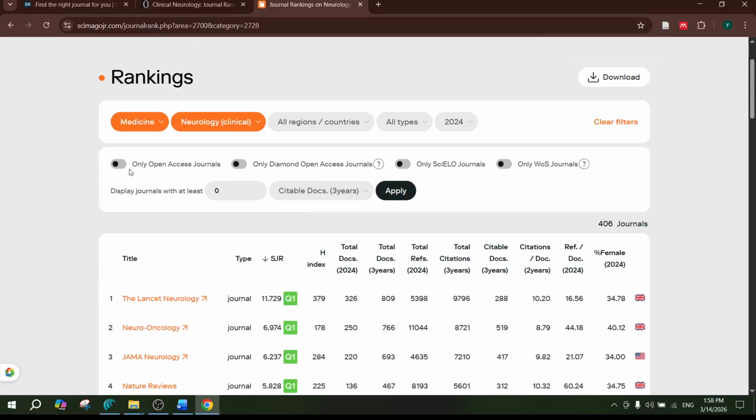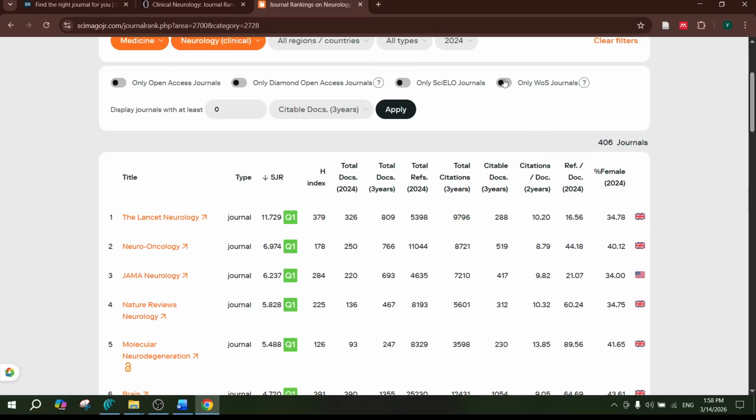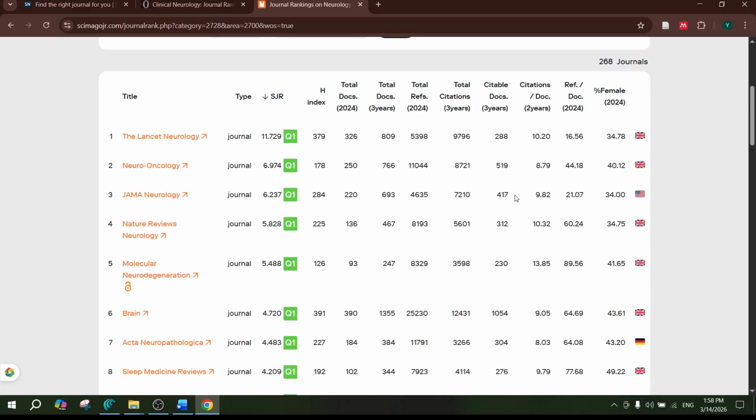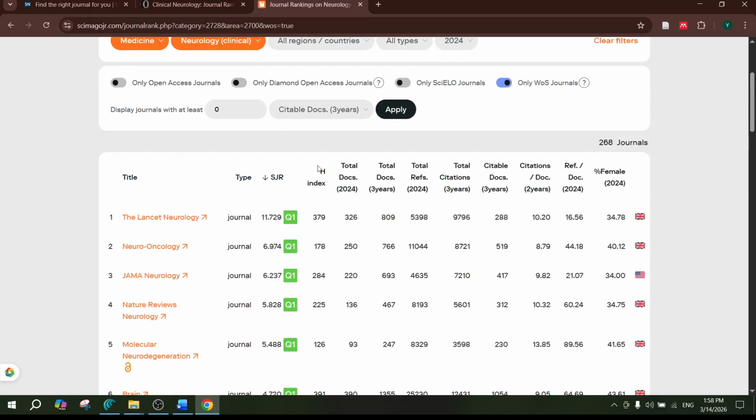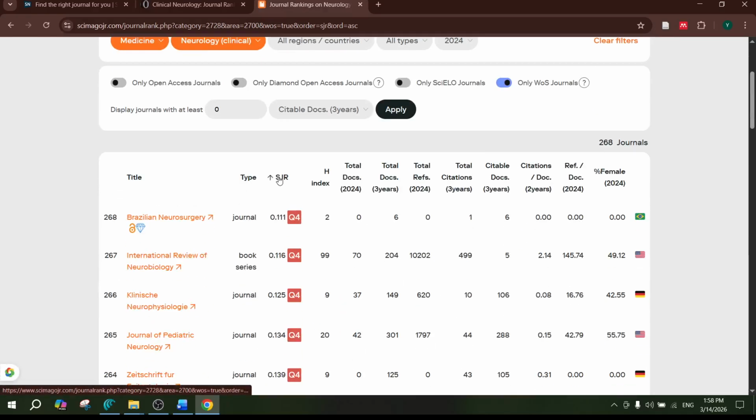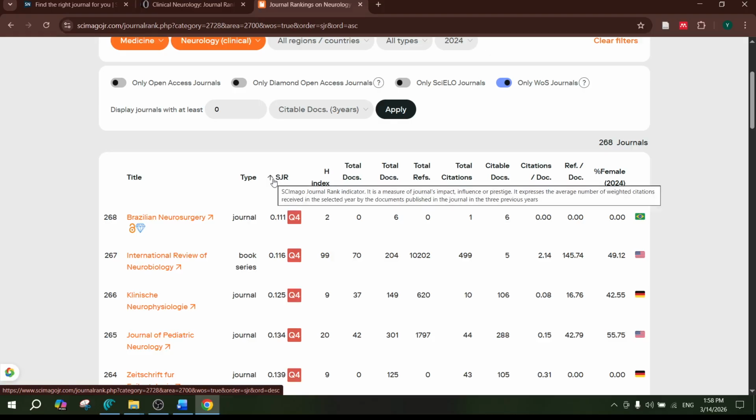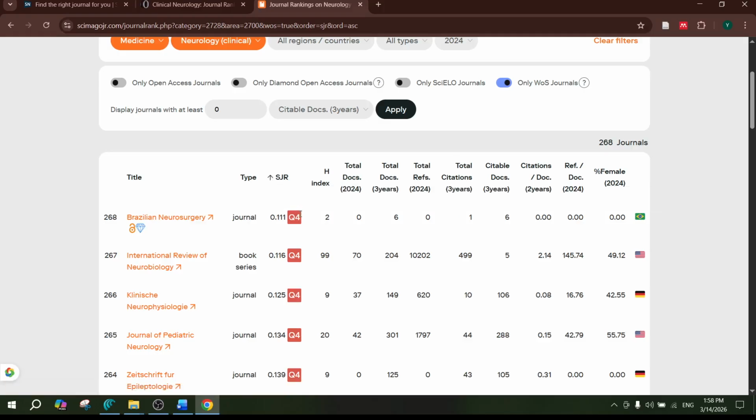And there are also other options, like if you want to see only open access journals, only hybrid journals, or SciELO ranked or indexed journals, and Web of Science indexed journals. You can activate the filter here and you can see the journals. Also, as you can notice, here is the impact factor. If I click on this arrow, it reverts the order from the lowest to the highest.